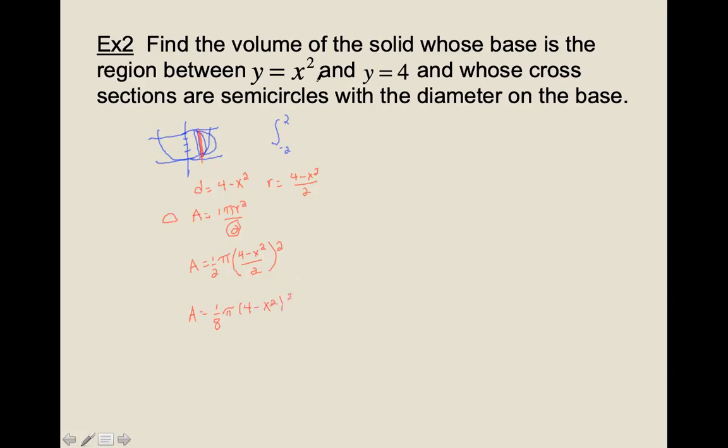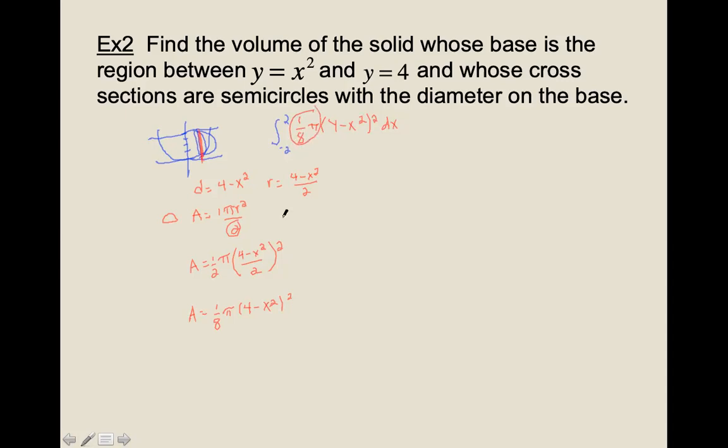Now, I'm going to put that into my integral. I have my 1/8, my pi, my 4 minus x squared dx. Okay, again, the dx is this representative rectangle. That's how wide it is, right? It's delta x wide. So now if I look, I can take out the 1/8 and the pi, right?